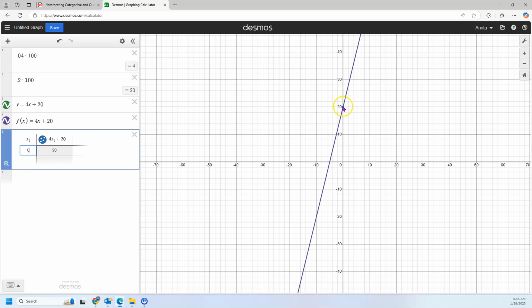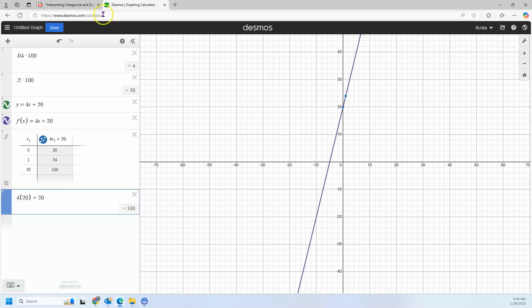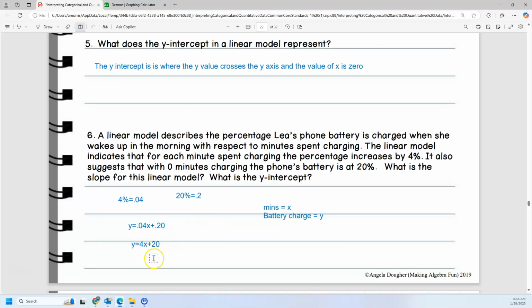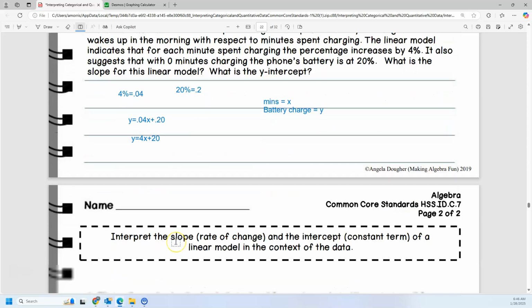So that means at 0 minutes, right, it's charged 20%. And so at 1 minute, you see it's going up by 4, it's charged 24%, okay? At 20 minutes, it's fully charged, okay? That's because I'm putting 20 here, right? So 4 times 20 is 80, right? But it was already charged 20%, so it's 100, okay? So anyways, the slope is 4, and the y-intercept is 20.